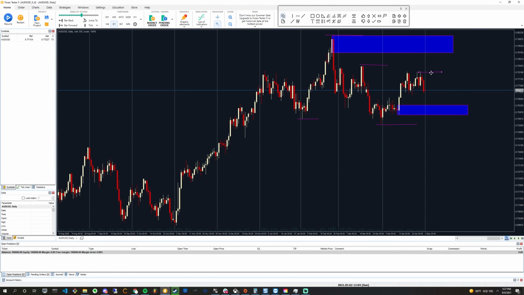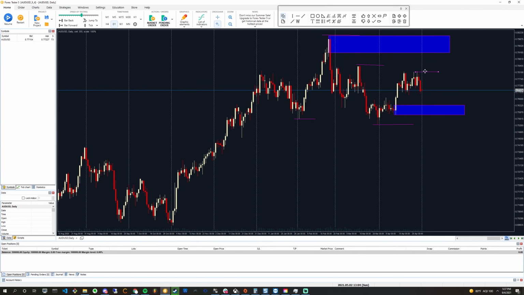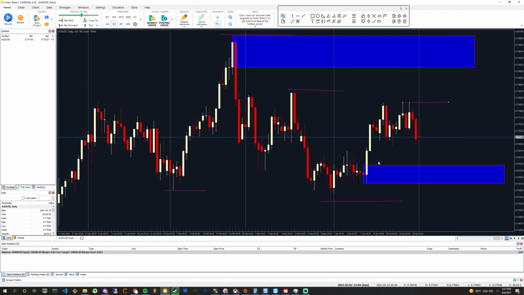So basically what I want to see is price get filled in right now. The reason I want to fill it in is because this is where the missing price is, and this is the last down candle before the up move. Pretty simple, but we're gonna have to see where this goes.